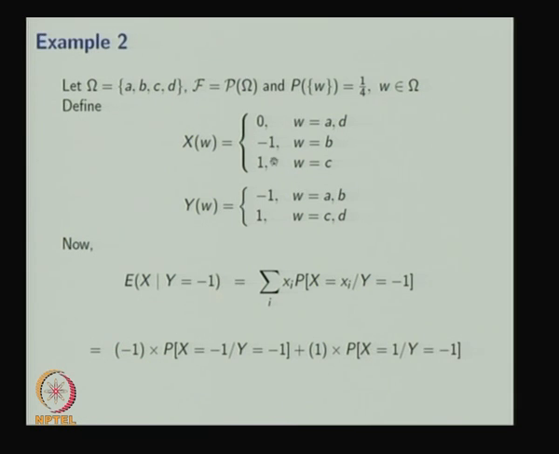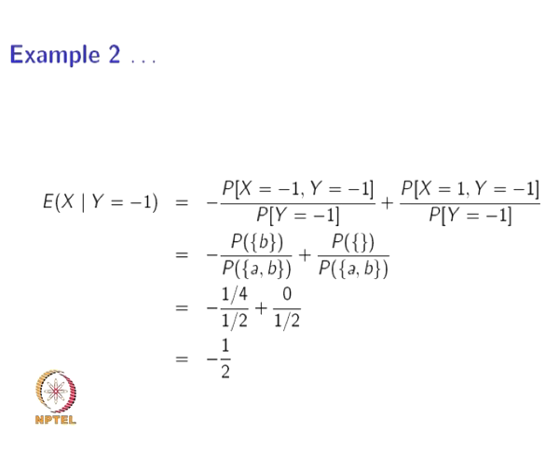So, X can take the value 0, minus 1 or 1. So, I can compute it this way: minus 1 times the probability of X takes the value minus 1 given Y takes the value minus 1. The next, X can take the value 1, into the probability of X takes the value 1 given Y takes the value minus 1. For 0 times the conditional probability, you do not want to write it, therefore we have only 2 terms.